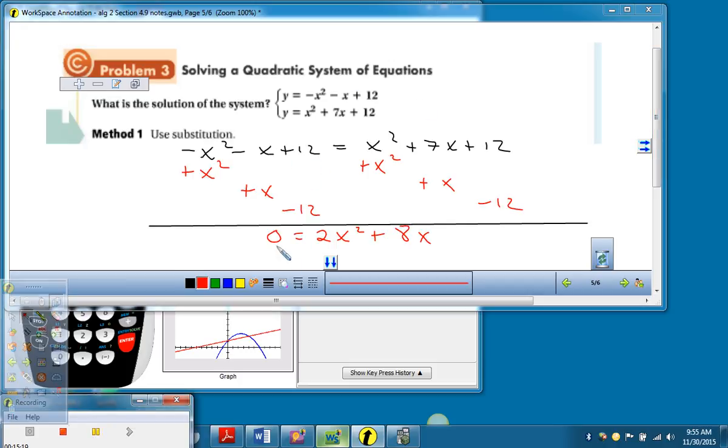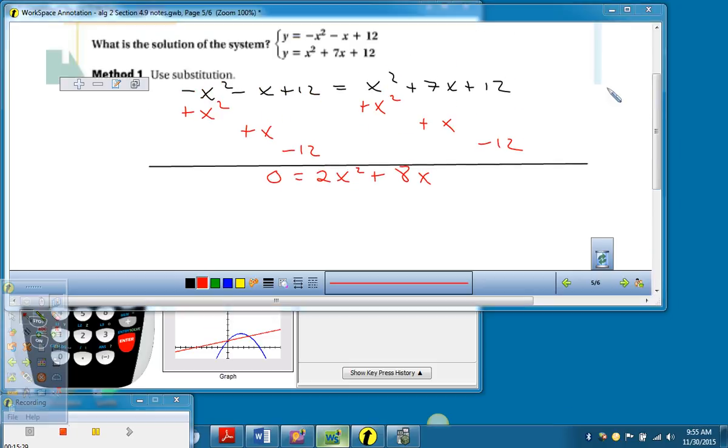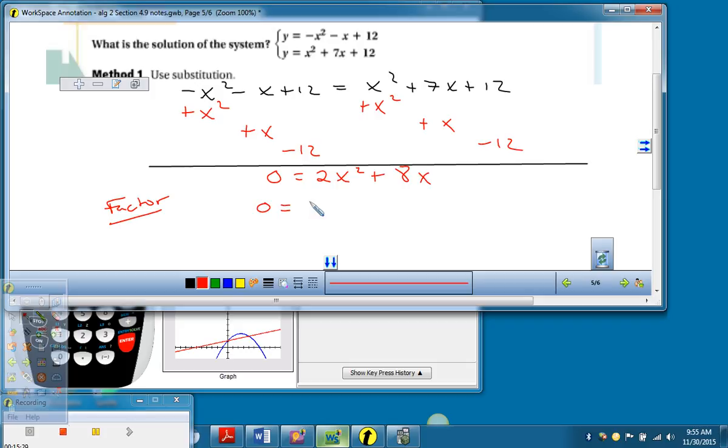So that I have 0 equals 2x squared plus 8x. Well, that's a much easier problem to solve. Factoring is still going to be your easiest way, but if you prefer quadratic formula, you can do that. If you prefer completing the square, you can do that. But factoring is definitely the easiest way to go on this one. You should always try factoring first. What can I factor out of these two? 2x. Leaving me with? Plus 4. So those are my two factors.